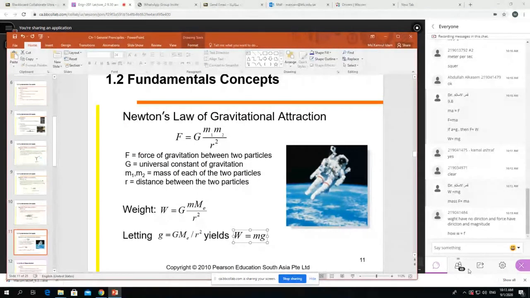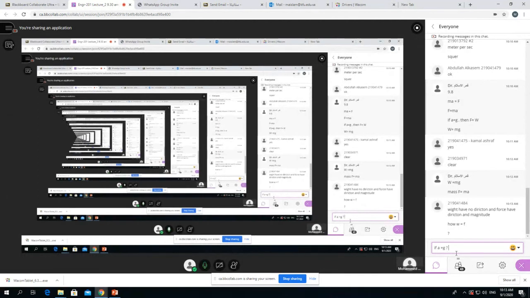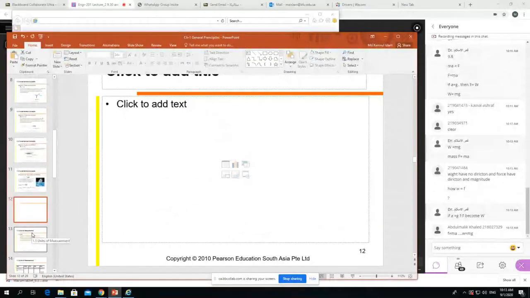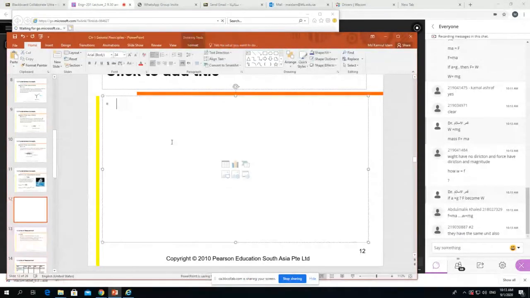How? If a equal to g, then F becomes W. Who asked the question? I will write it for you again somewhere else, since I have the space. Yes, Abdul Khalik gave the right answer: they have the same unit also. So I write down here for the person who asked how W equals F.